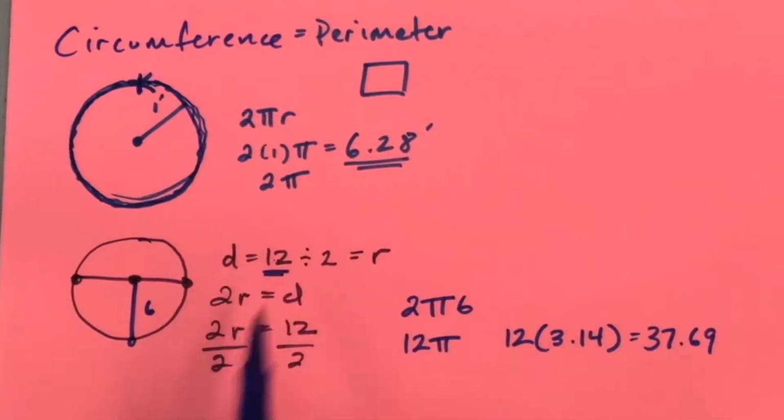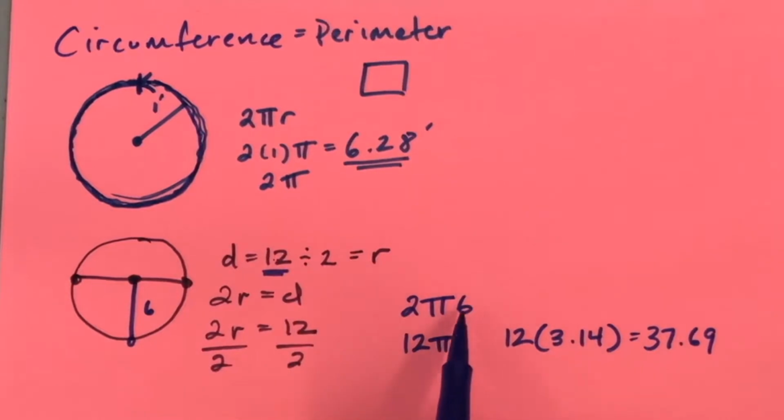We took a radius of 12, divided it by 2, and then multiplied it back by 2. So in reality, we just multiplied by our diameter.